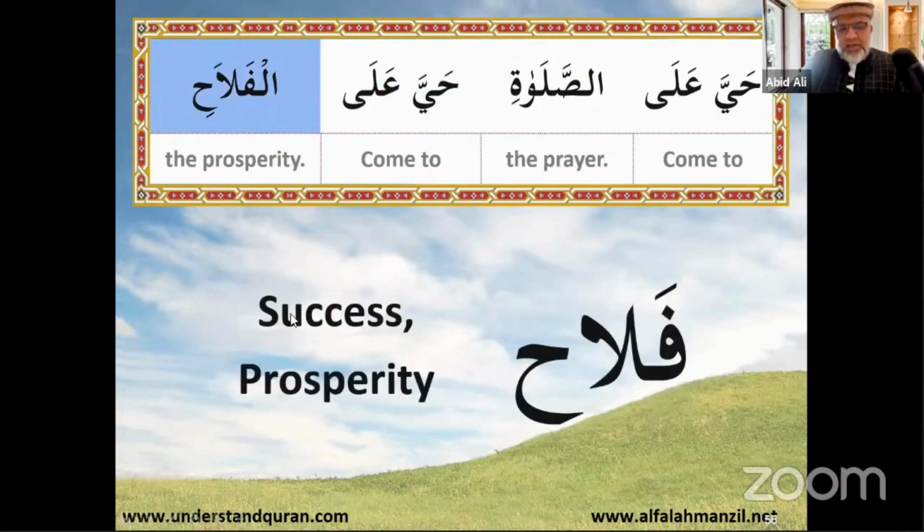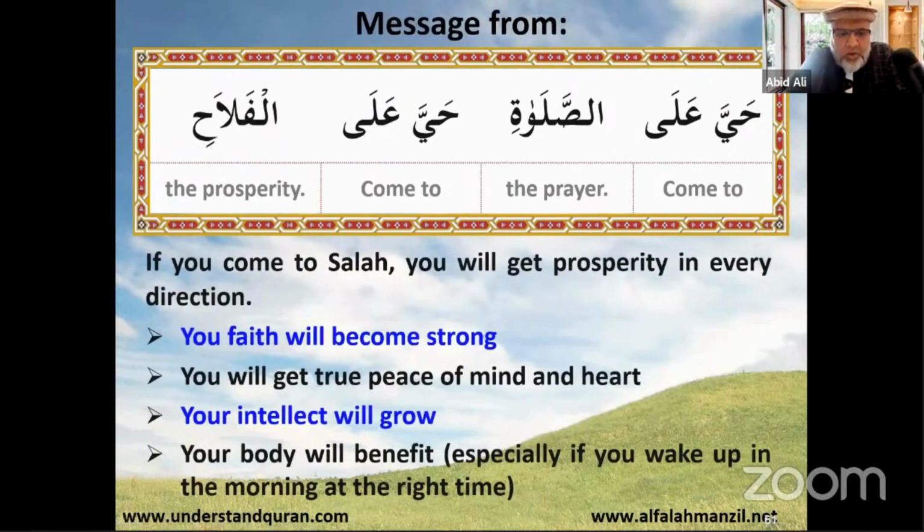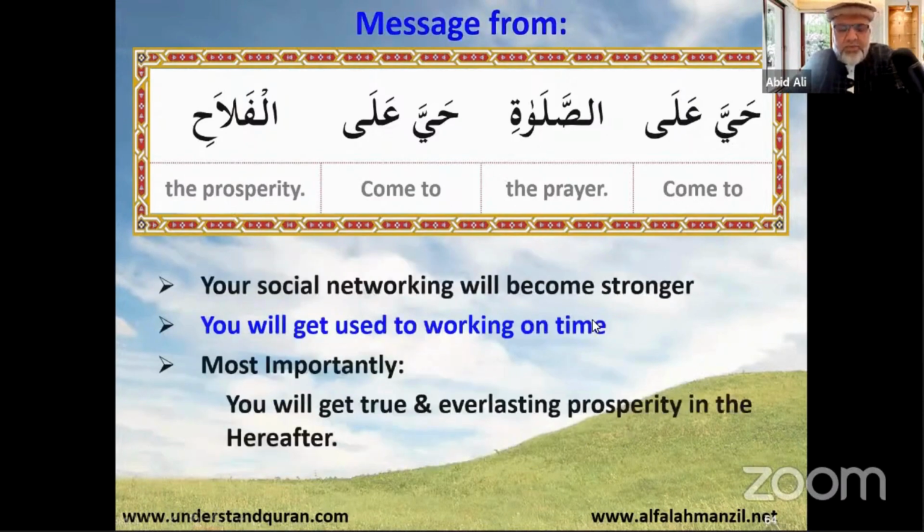All right. So hayya alal falah: the word falah means success, prosperity. From this call, if you come to salah, you will get prosperity in every direction. Your faith will become strong, you will get true peace of mind and heart, your intellect will grow, and your body will benefit, especially if you wake up in the morning at the right time. So when you come to salah, you are only coming to success. There is no harm when you are following the path of Allah subhanahu wa ta'ala.